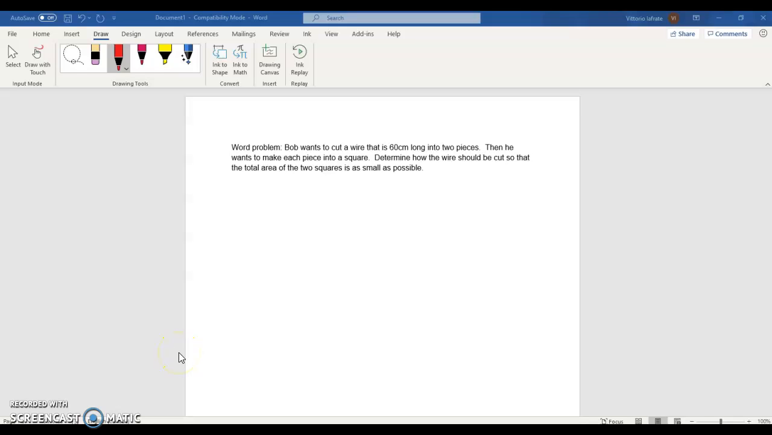We're going to try this word problem, and we're going to try solving it by completing the square. So Bob wants to cut a wire that is 60 centimeters long into 2 pieces. Then he wants to make each piece into a square, and you want to determine how the wire should be cut so the total area of the 2 squares is as small as possible. So let's just draw out our wire first. We're going to start off with a sketch.